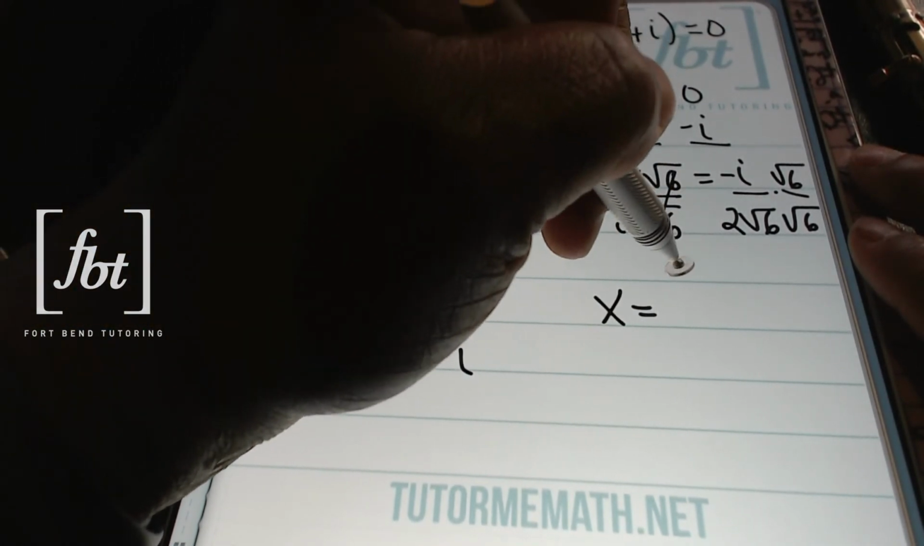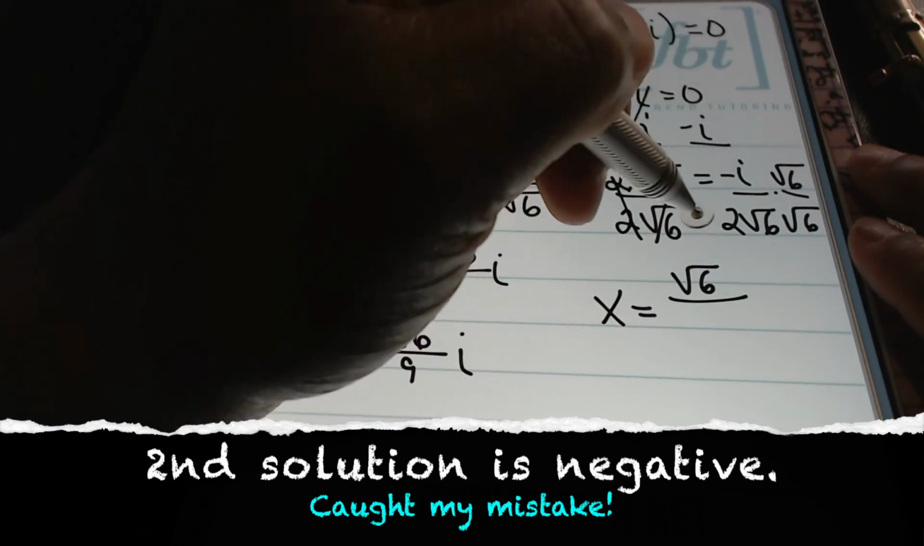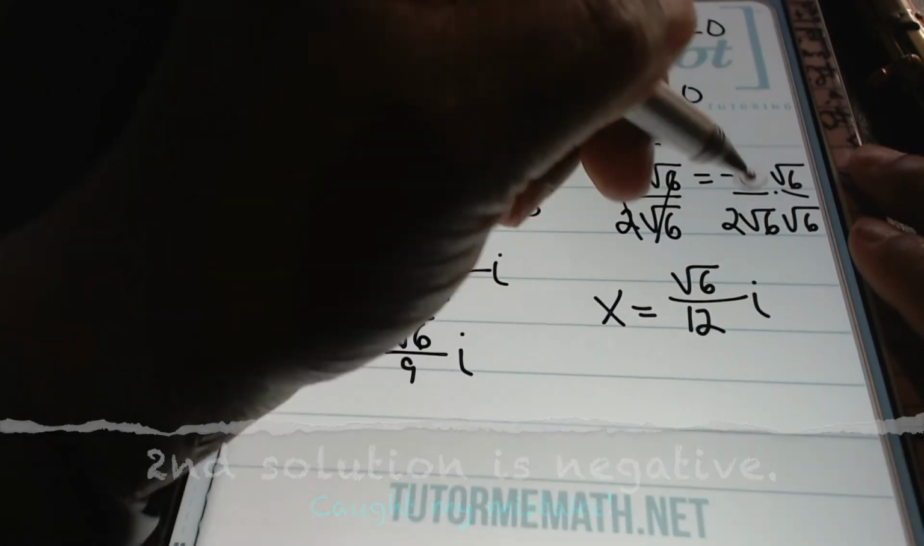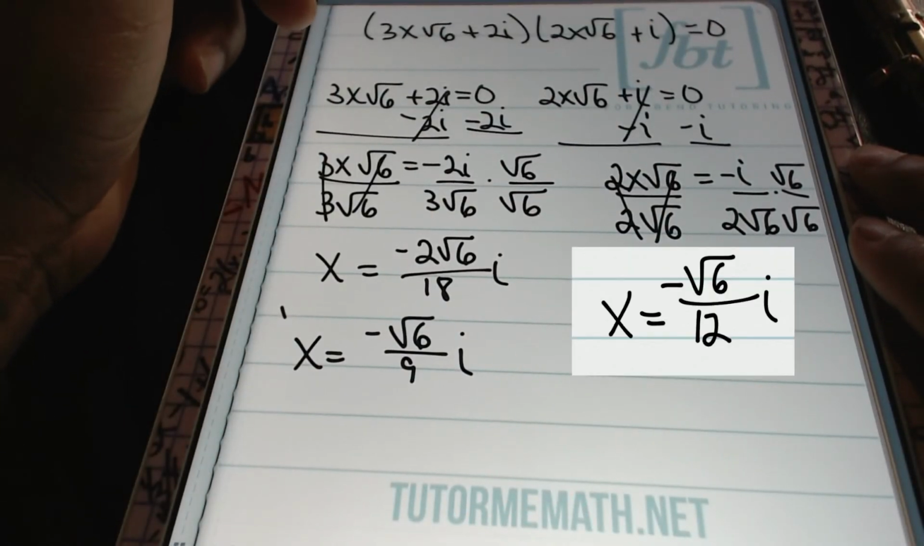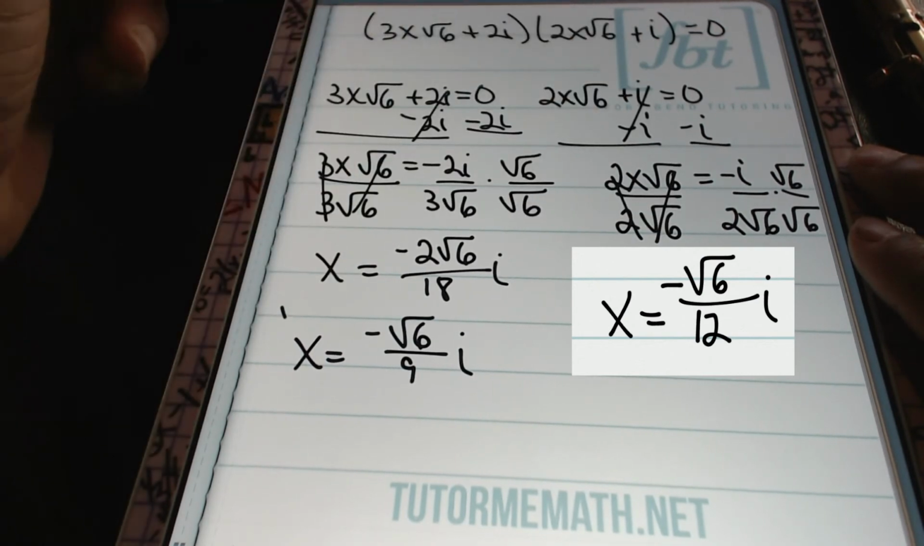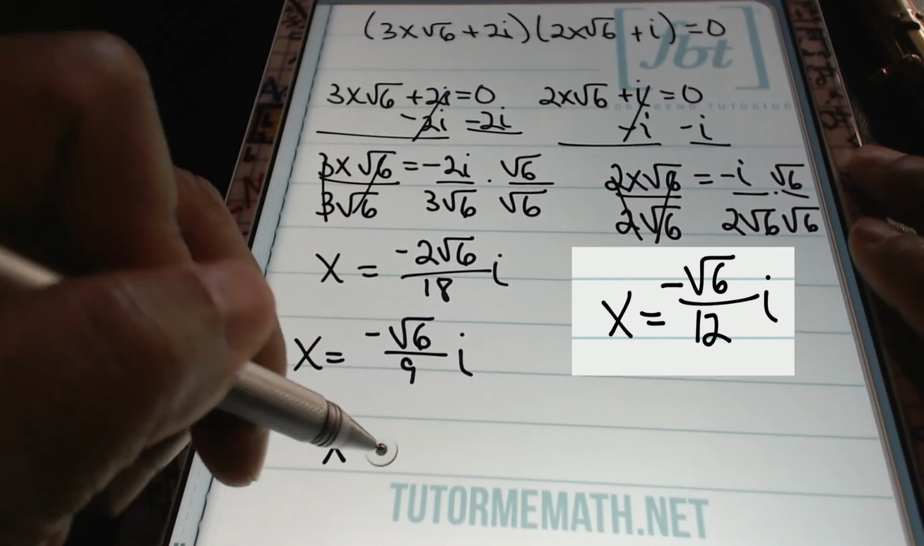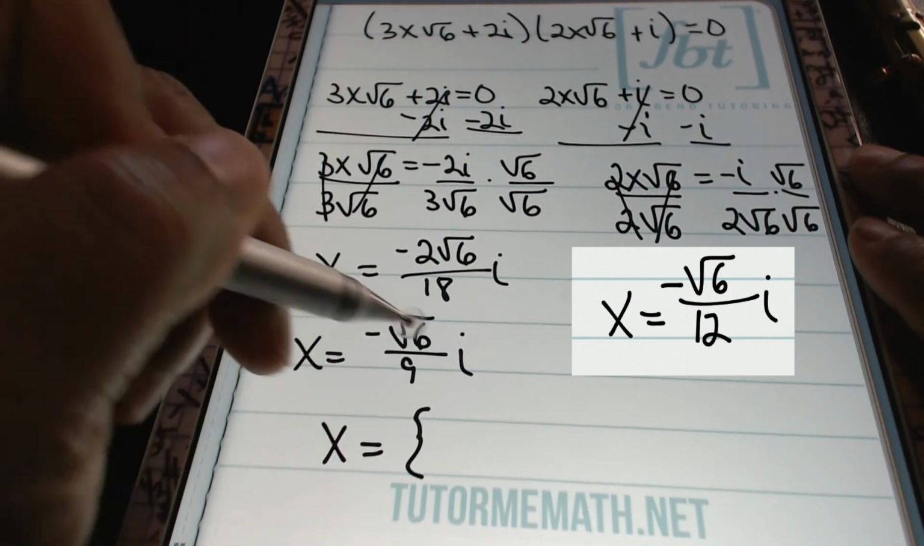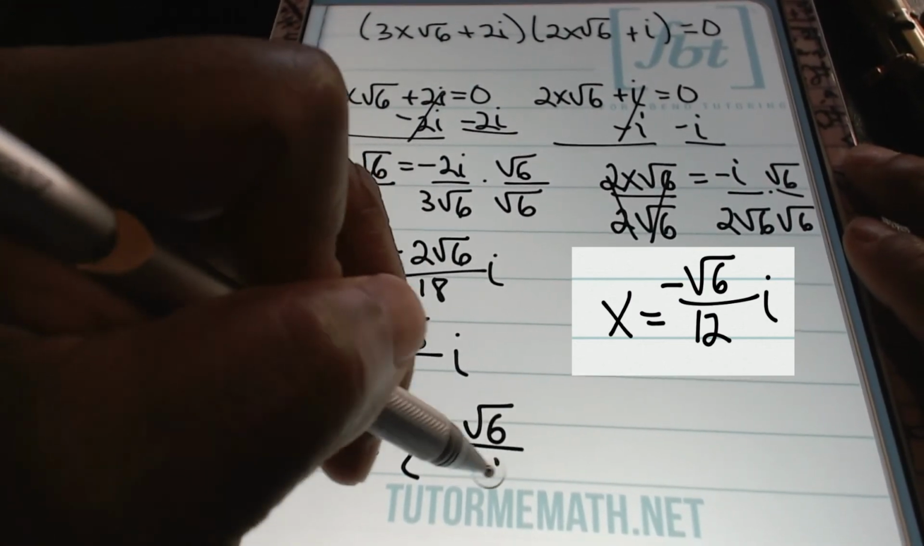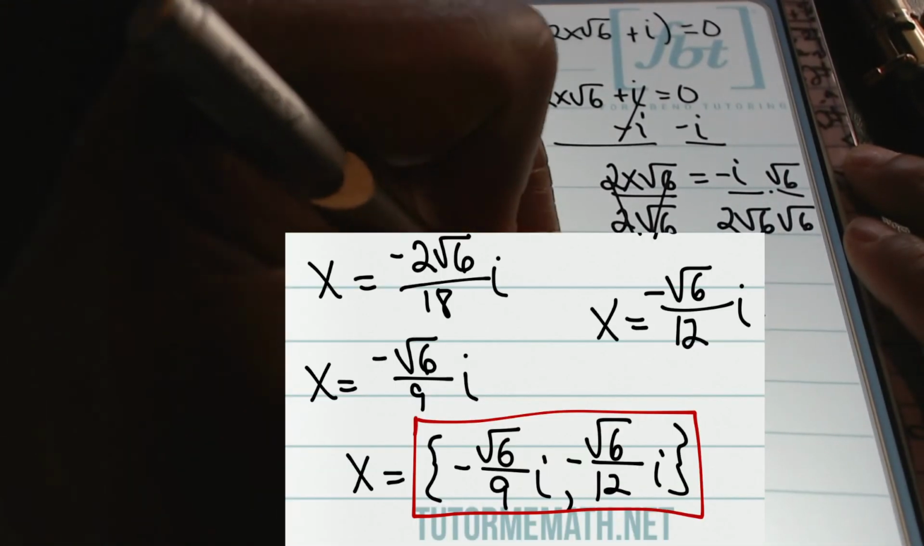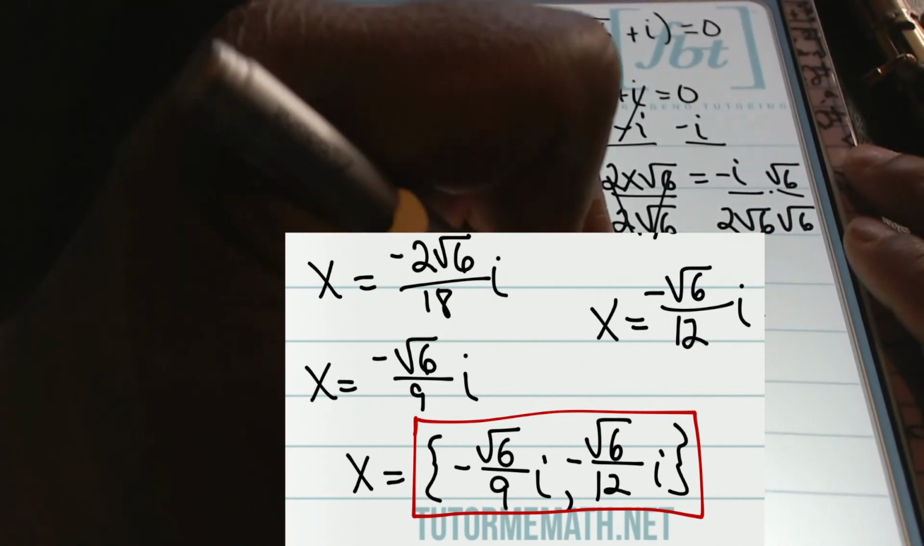And now we have the square root of 6 over 12i. Just like that. Can't simplify that any further. So that means that as a solution set, our answers are negative square root of 6 over 9 i, comma, the square root of 6 over 12 i.